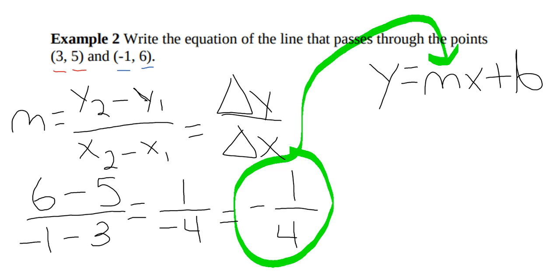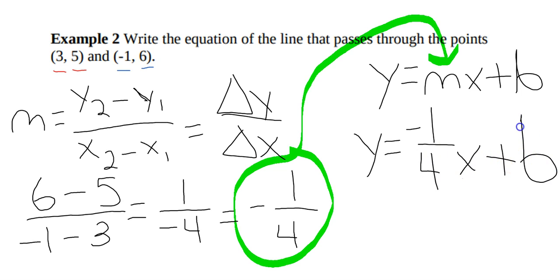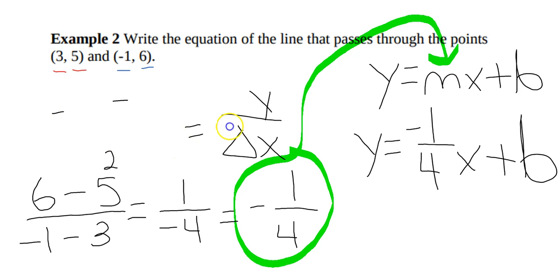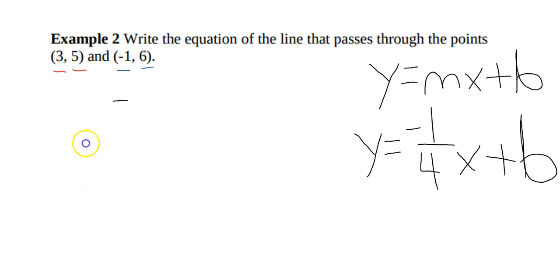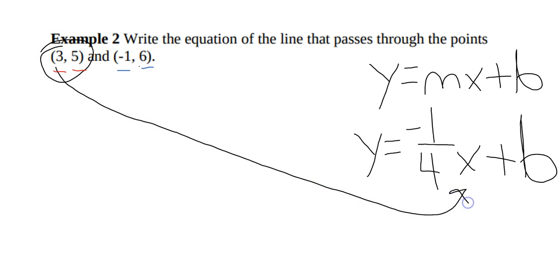So what I'm going to do now is plug this slope in for m. So I've got y equals -1/4 x plus b. Now that I've got that equation, I can get rid of my slope stuff and plug in so that I can solve. To solve, I'm going to pick a point, and I'll pick 3, 5. So I'm going to plug 3 in for x and 5 in for y.